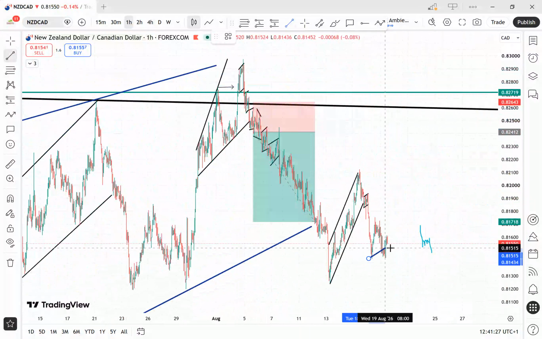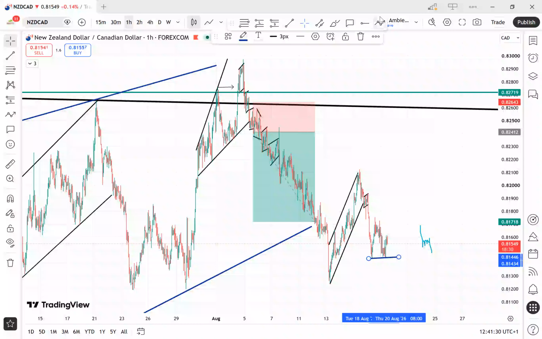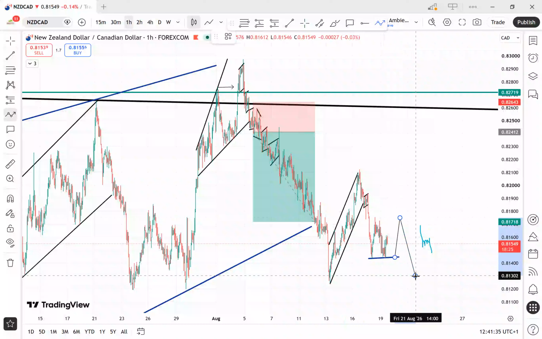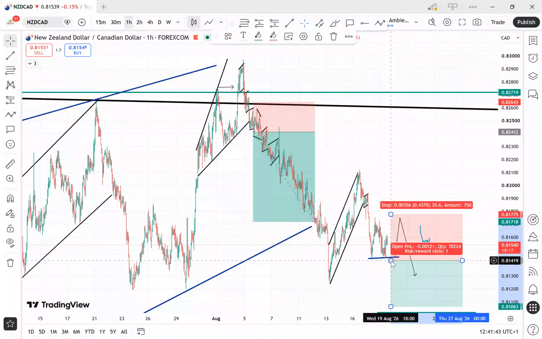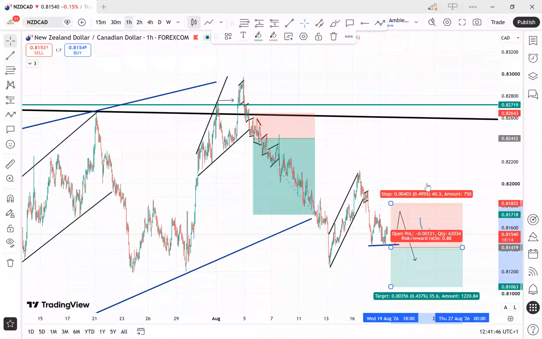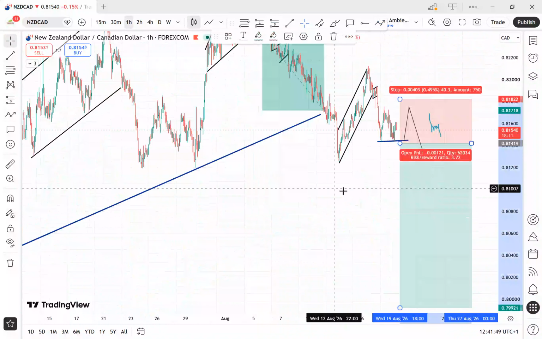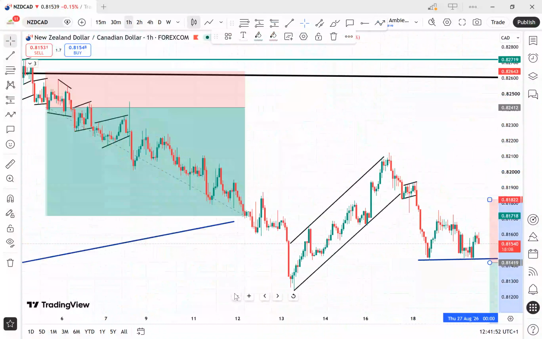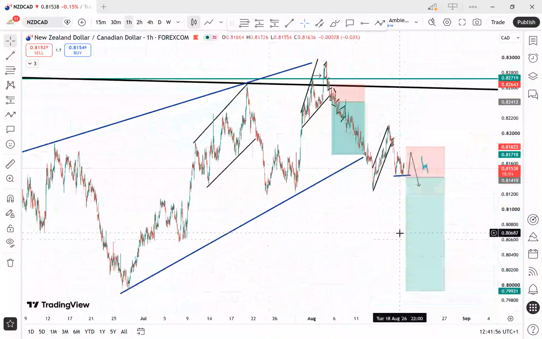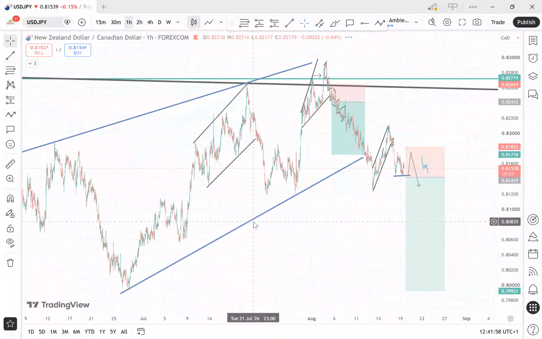I'm just waiting for the price to push up, then wait for a breakout of this structure. Then have my entry placed, have my order placed below it, stop loss above it, then targeting the base of this higher time frame ascending structure. So I'm still waiting to see how this develops further on New Zealand CAD.